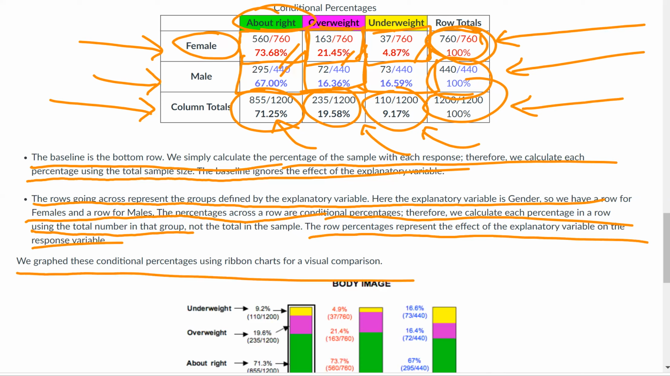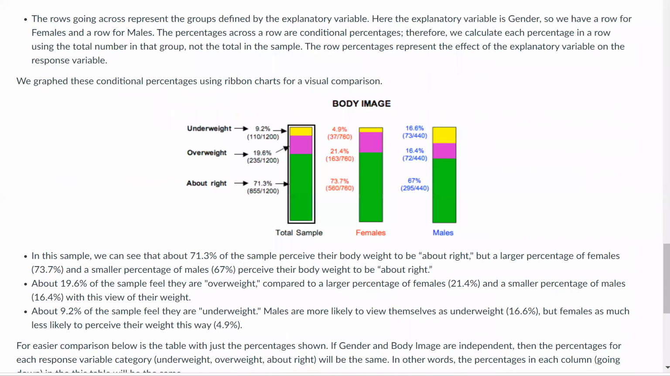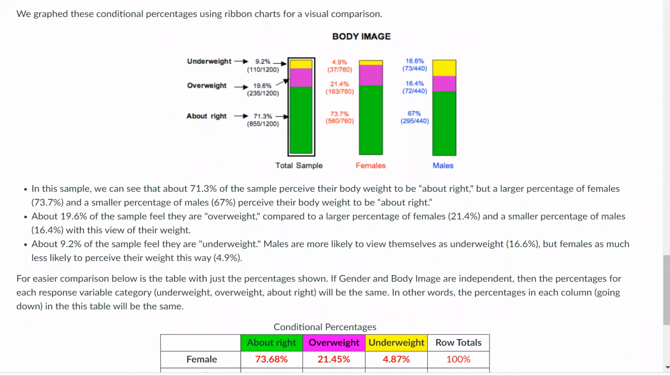We graph these conditional percentages using ribbon charts for a visual comparison. Let's look at those now. So ribbon charts, these are kind of nice. It's just one whole graph like this one represents males. You could see the colors, what proportion of them think they're about right. So the green represents about right. And I think the purple pinkish color represents those who think they're overweight, and the yellow represents those who think they're underweight. So you can tell that the totals are kind of between males and females.